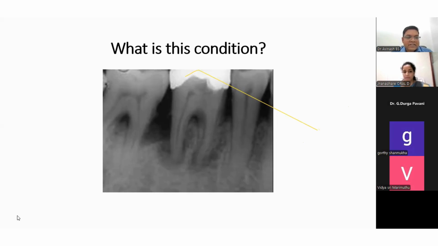Anyways, this one is a combined lesion, because you see there is a restoration which is close to the pulp, and also on the distal aspect you see there is bone loss. So this has joined together. Now we call it a combined lesion.